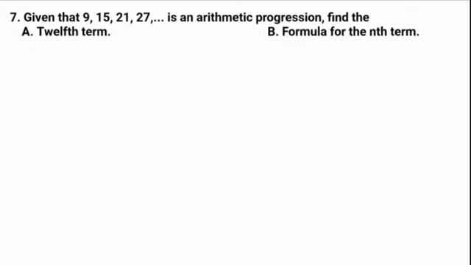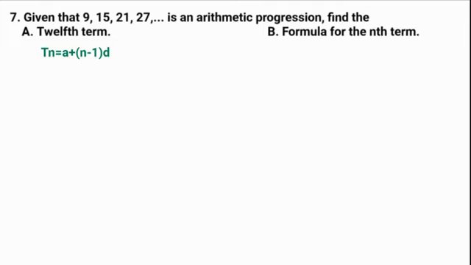Question 7 was: given that 9, 15, 21, 27 and the sequence continues is an arithmetic progression, find A, the 12th term, and B, the formula for the nth term. So let's start with A, to find the 12th term. Here we are asked to find the number that will be occupying the position of 12th. To do that, we are going to use the formula which you can see on the screen: Tn is equal to A plus open bracket n minus 1 close bracket d.